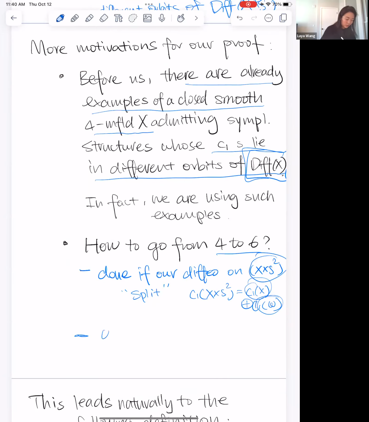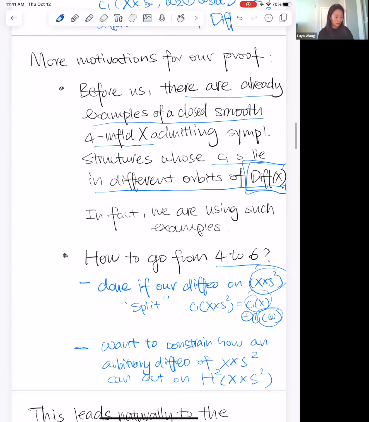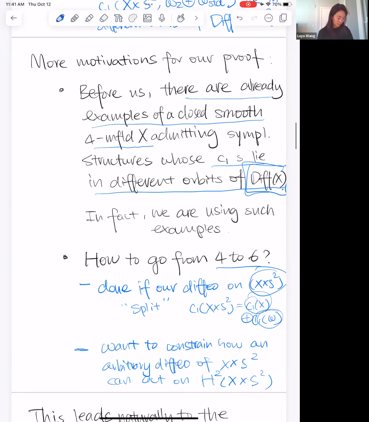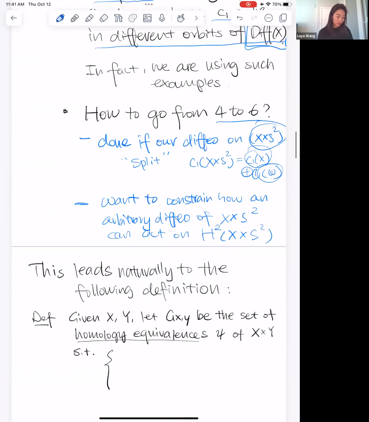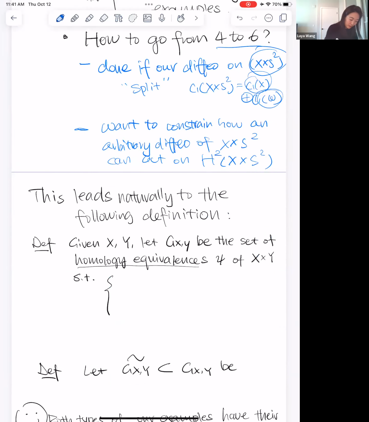So what we want to do is constrain how an arbitrary diffeomorphism of X cross S2 can act on H upper 2 of X cross S2. Then I hope the strategy is clear. So this would lead to a very natural definition, which is the following.